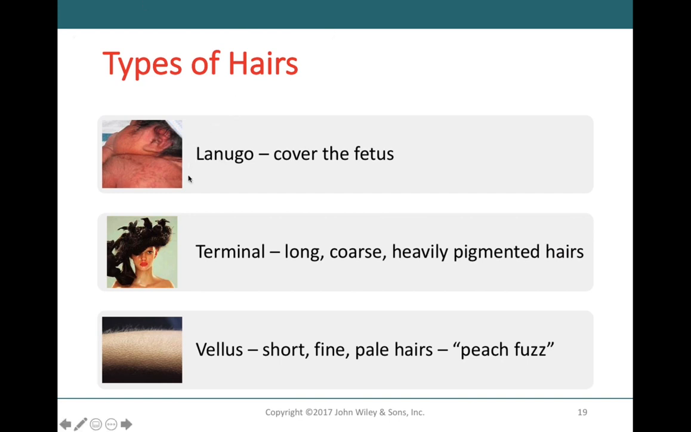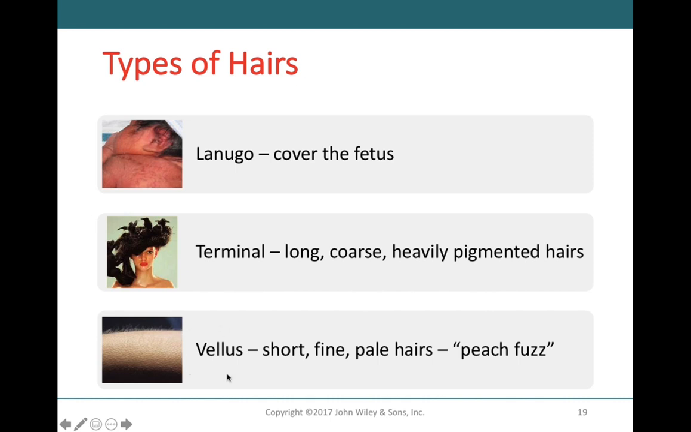So we have three major types of hair. We have lanugo, we have the terminal hairs, and we have vellus hairs. Lanugo is going to be hair that covers the fetus. So any hair that can be found on the fetus will be lanugo, and you can see that this right here is going to be some lanugo that was left over. Terminal hairs are going to be the long, coarse, and heavily pigmented hairs. So these are the hairs on the tops of our heads, the hairs that grow in the armpit and the genital regions. For those of you that are males, these are the types of hairs that grow on your face that make your beard. So those are the terminal hairs.